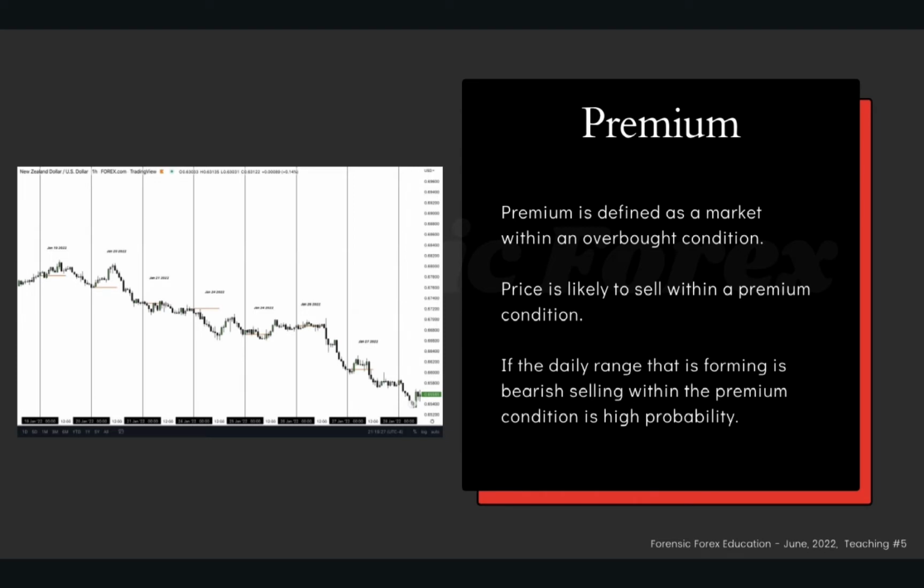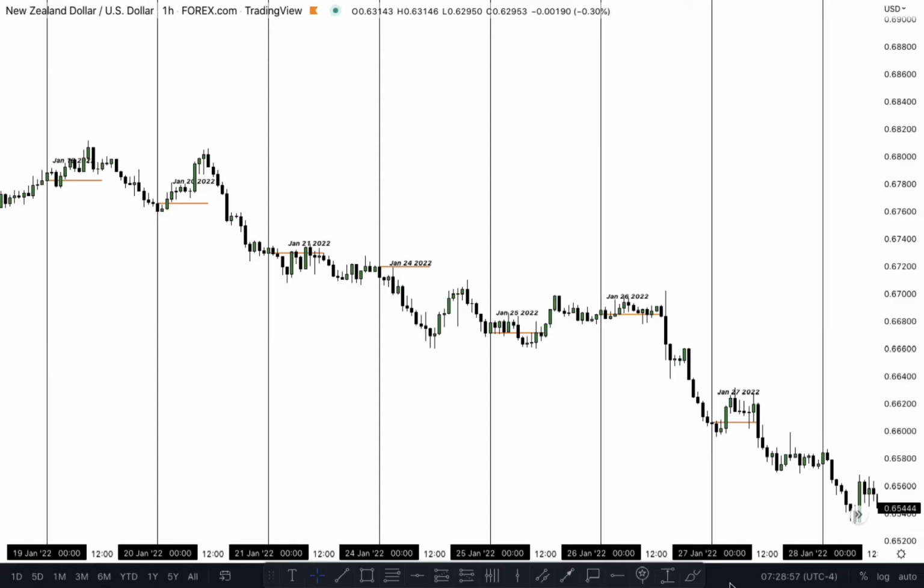Now let's look on the left at examples of a premium market and when it sells within a premium market. Here we're looking at New Zealand dollar, and I have 7 trading days here. We have January 19th all the way down to January 27th. So you could go back in your charts and look at this yourself after the video or even during the video. Here we're looking at the markets moving into a premium range and then selling off.